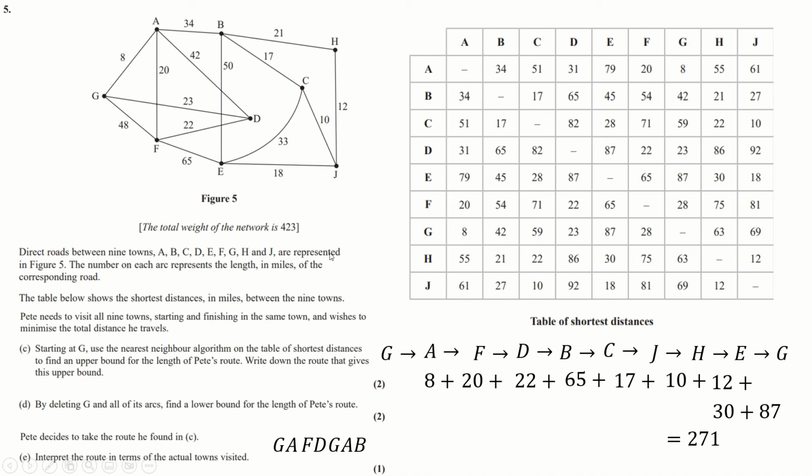Now, B to C is 17. Again, is that just there? That's just there. So that's C there. Then to J is just the 10. So that's perfect. And then to H is just 12. So that's perfect as well. Just go to H. And now to E.